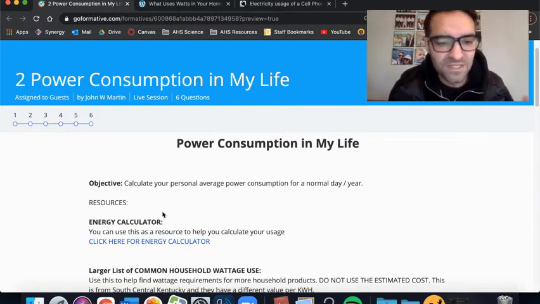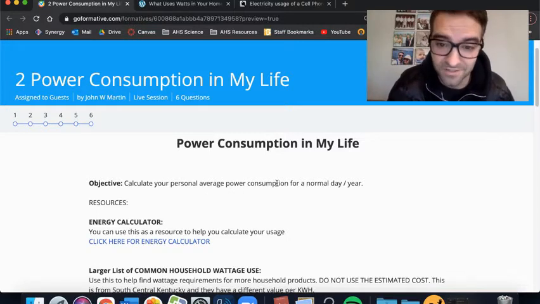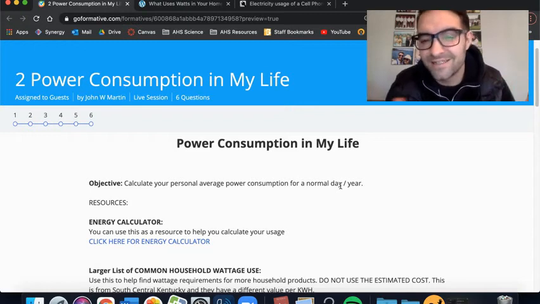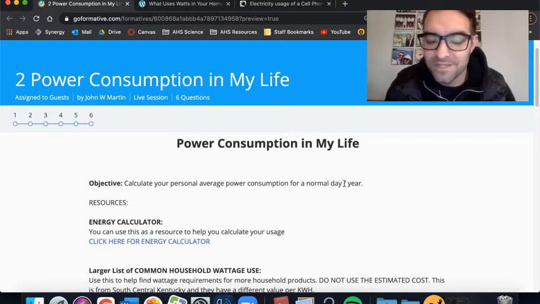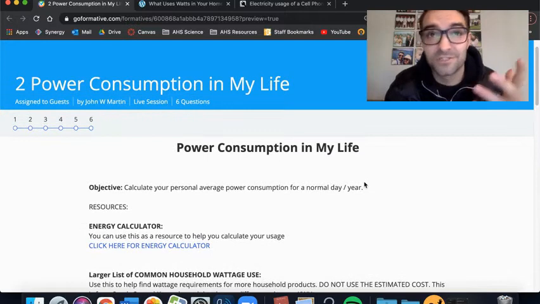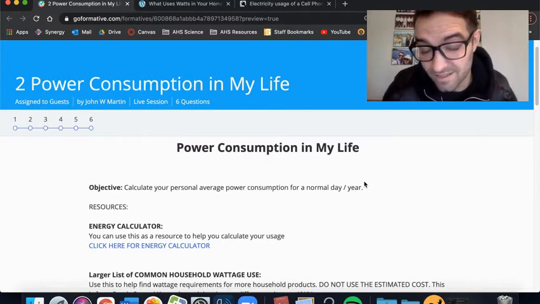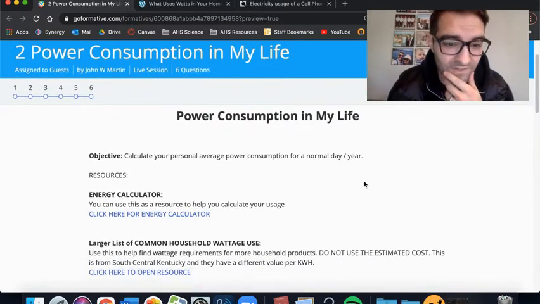The objective is to calculate your personal average power consumption for a normal day. It's kind of like an estimate average. Every day might be a little different. But then you go ahead and multiply that by the year and see how much energy, or power I should say, you are using over the course of a year, and how much does that cost? So we'll figure that out.